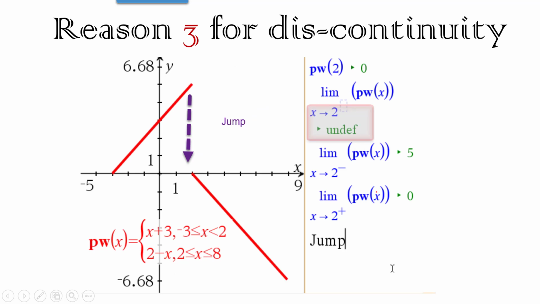So this is from my calculator screen. So the function value at 2 is defined. The limit at 2 is not defined, and the reason for it not being defined is because the lower limit and the upper limit are not the same. So it's failed two tests: the limit and the function value are not the same, because the function value is defined but the limit is not defined. And of course it failed the last test, the lower limit and the upper limit are not equal.